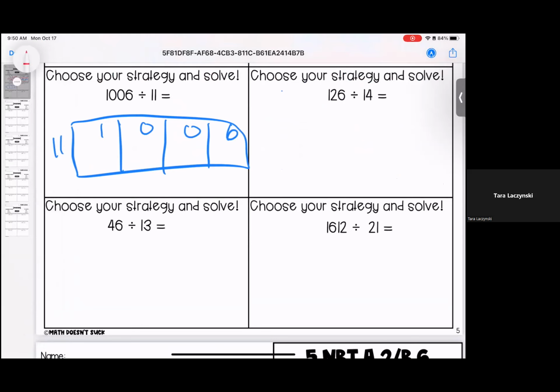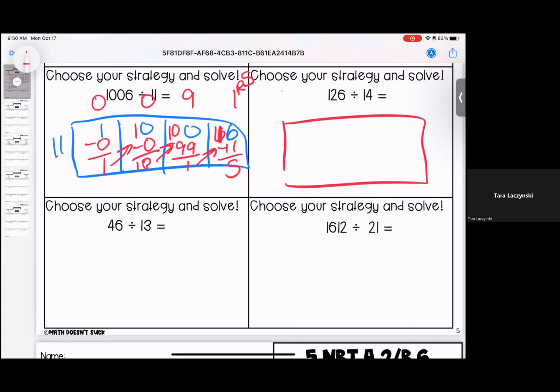There we go. 11 does not go into 1. It does not go into 10. It does go into 109 times. 9 times 11 is 99. That leaves me with 1. I bring it next door. 11 goes into 16 one time, which leaves me with a remainder of 5. 91, remainder of 5.